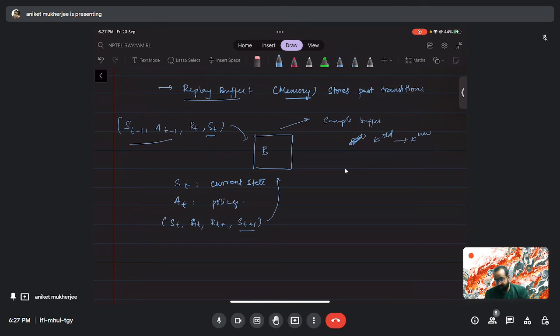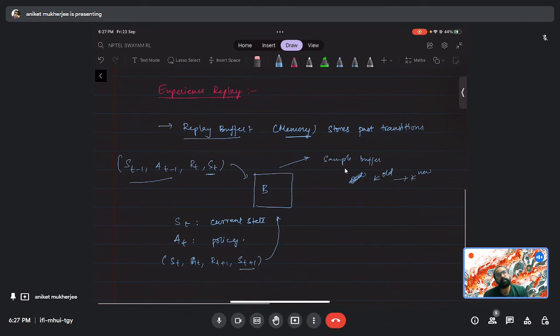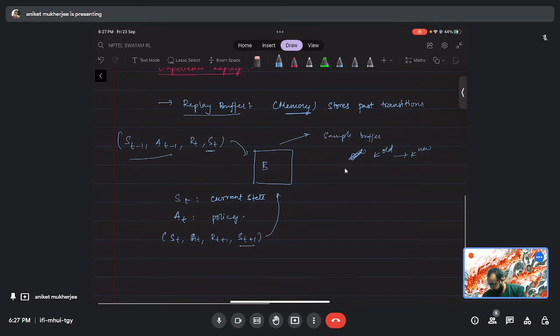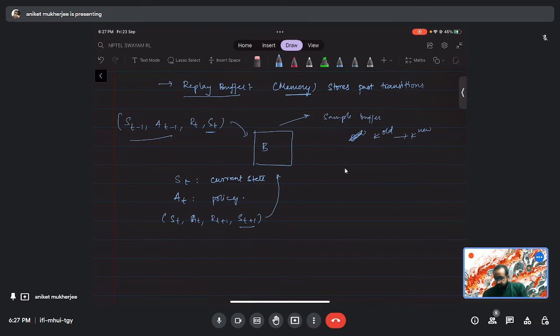I hope this is clear. Then there is a thing called a trajectory buffer where you save all the trajectories and sample trajectories, but I don't think sir has gone into that. I think sir has just covered the replay buffer.